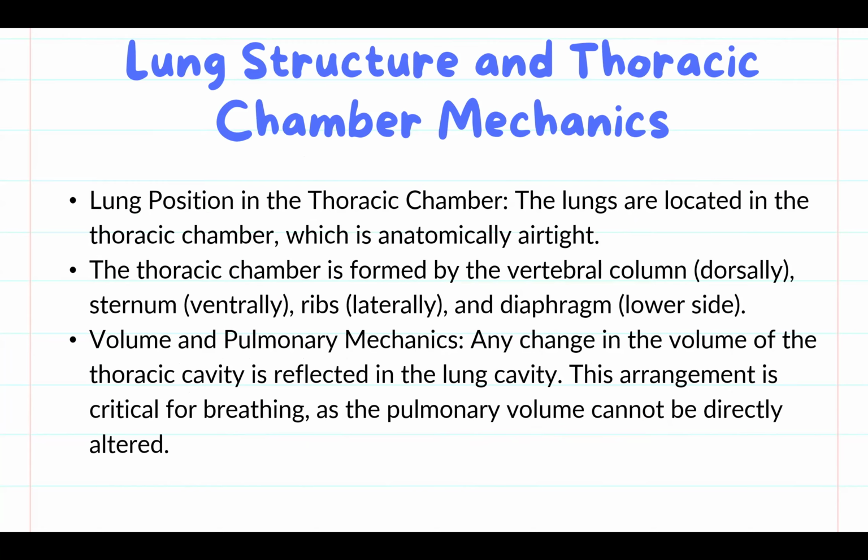Lung structure and thoracic chamber mechanism. The position of the lungs in the thoracic chamber. The lungs are located in the thoracic chamber, which is anatomically airtight. The thoracic chamber is formed by the vertebral column dorsally, ventrally by the sternum, laterally by the ribs, and on the lower side by the diaphragm. Any change in the volume of the thoracic cavity is reflected in the lung cavity. This arrangement is critical for breathing, as the pulmonary volume cannot be directly altered.